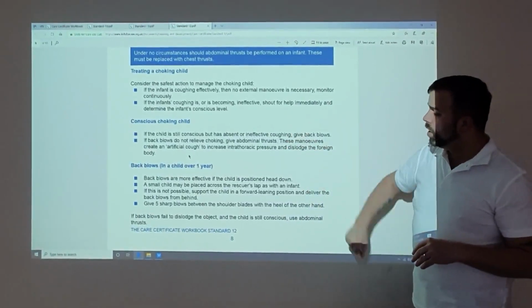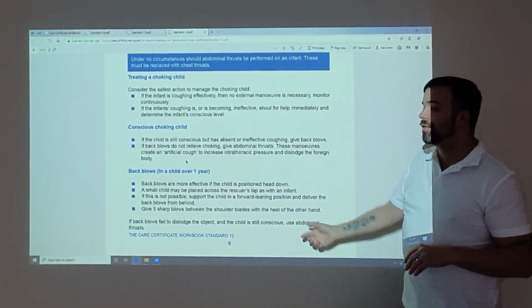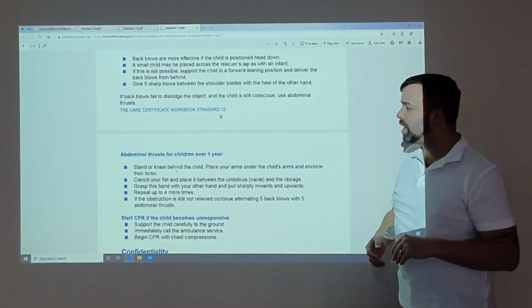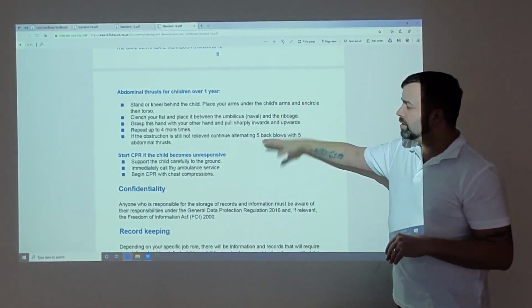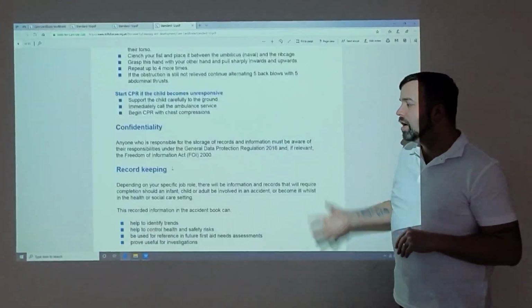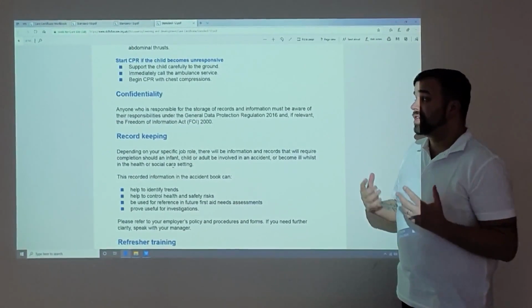So, we've covered the children, we've covered the back blows, and we've covered looking after the babies. We've covered the abdominal thrusts, and we've looked at CPR requirements for children. So let's move now back onto confidentiality.